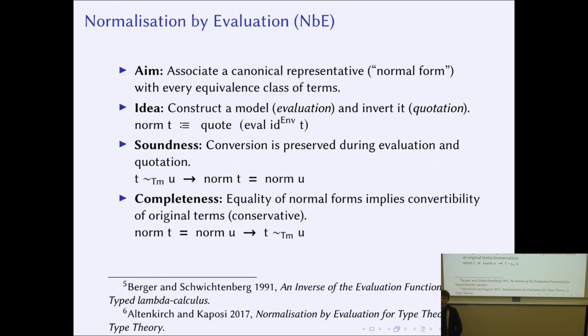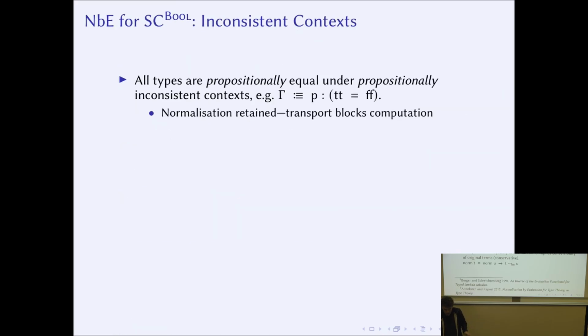And then as long as we can also invert the model construction, we can get back to syntactic terms so that we can actually compare our normal forms, essentially. So that's a standard technique for proving decidability of conversion in dependent type theory. And this even works, maybe slightly surprisingly, in inconsistent contexts.